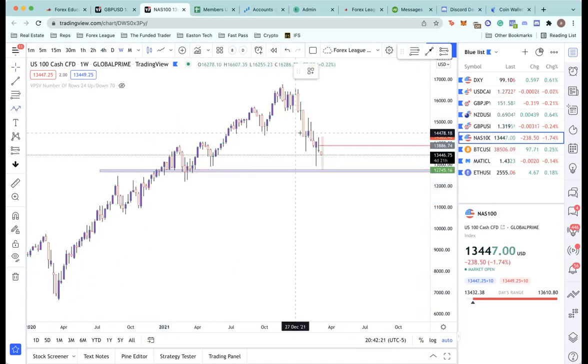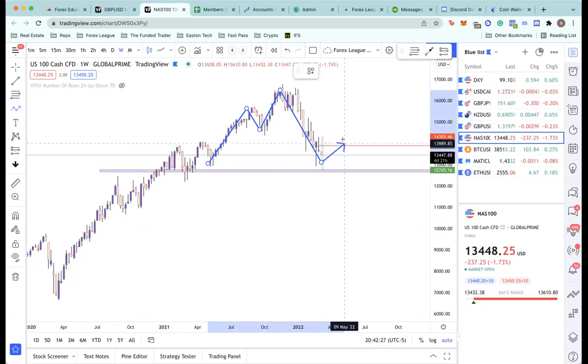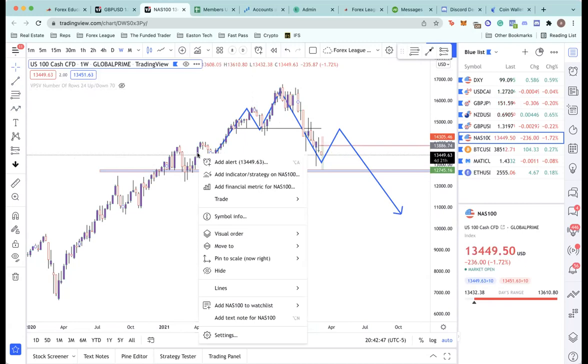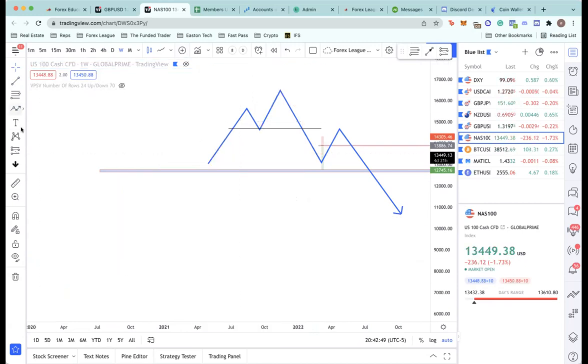And then ultimately what happened was we had this break right here, and we're still yet to actually make our first lower high. So we're still yet to really declare that we're fully in downtrend structure. I mean, obviously we've broken support. We've broken support right here. Boom. So we have a break of support. So if we just come down and take all this off, boom.